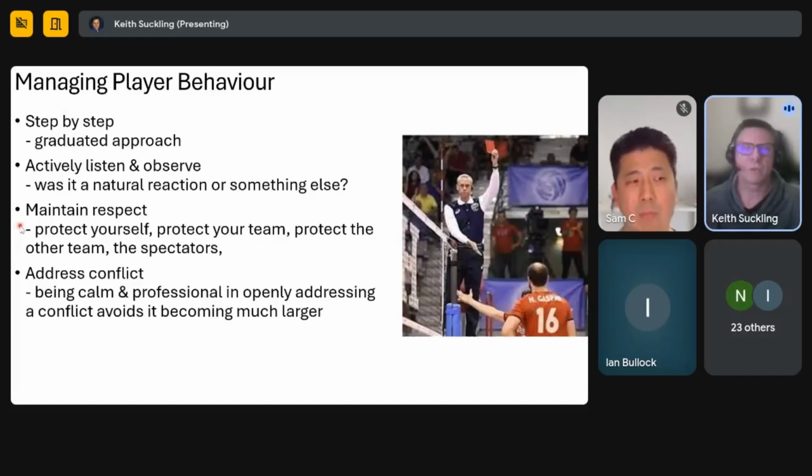This next point, you know it looks right when we're talking about a maintenance of respect. Talked about the participants. The really key part here is, and you do it in this order, the most important part: protect yourself. Put your own mask on before helping others is what they say to you on the plane, and they mean it. Protect yourself first, but then protect your team, then protect the other team, and as well as that, protect the spectators.